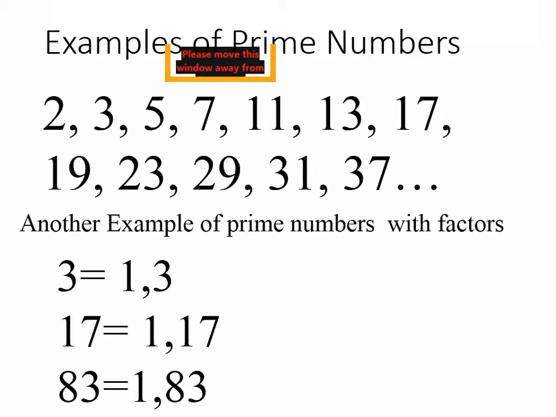Then we have another example: 3 equals 1 times 3. So 1 and 3 are the factors and 3 is a prime number. Then we have 17, which equals 1 times 17. It means that one factor of 17 is 1 and the other factor is 17 itself. So we have only two factors of any prime number. Now 83 equals 1 times 83. It means that 1 is a factor and 83 itself is a factor of 83. I think this is very much clear to all of you. What are prime numbers? Prime numbers have two factors, which are 1 and itself.